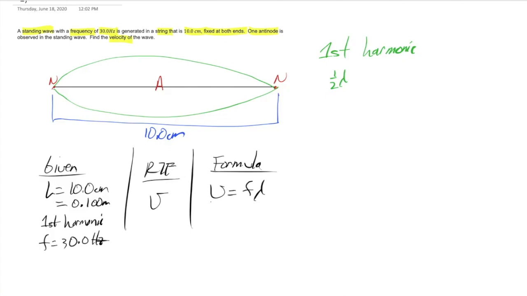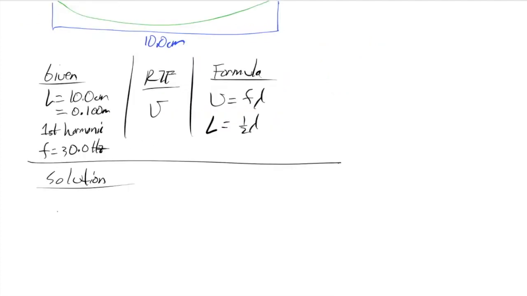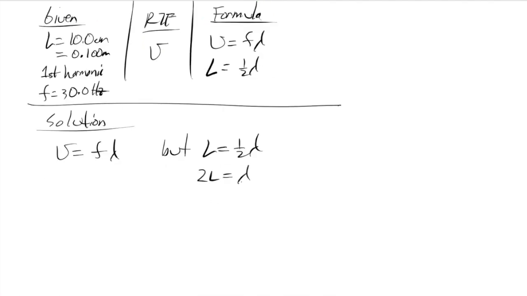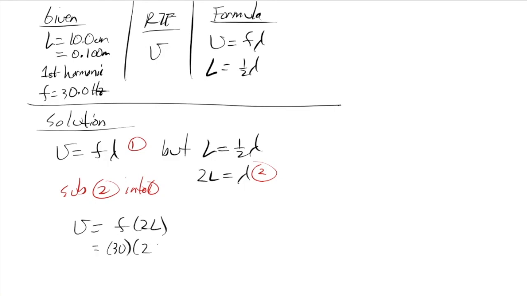So the other thing we know is that the length of the string, L, is also equal to 1/2 of our wavelength. So v equals f lambda. But L is equal to 1/2 lambda, or 2L is equal to lambda. So we'll sub 2 into 1, and we get v is equal to f times 2 times the length. So 30 hertz times 2 times 0.1, we get a wave speed of 6.00 meters per second.